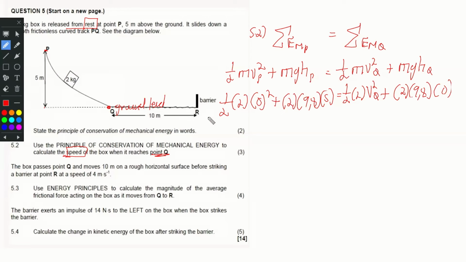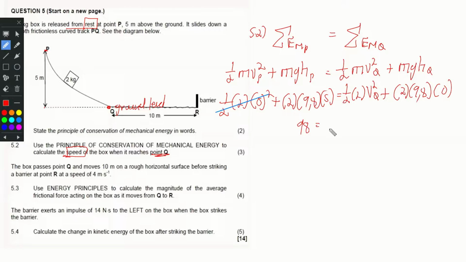So obviously all of this will give us 0, so there is no need for us to punch it. And then we're just going to punch this part: 2 multiplied by 9.8 multiplied by 5. This is going to give us 98.